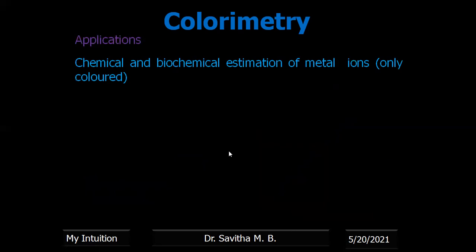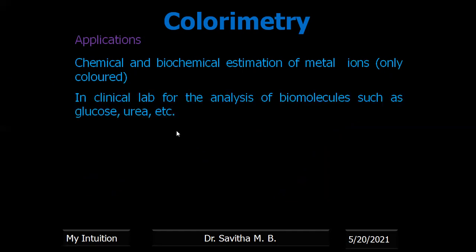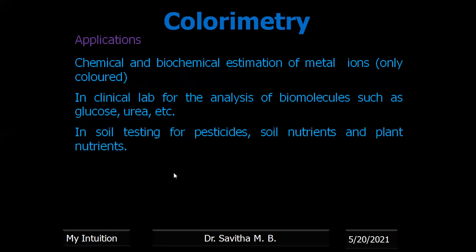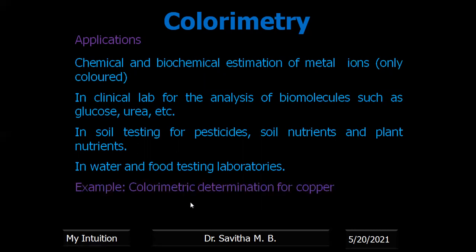Now, what are the applications of colorimetry? Chemical and biomedical estimation of metal ions, only colored metal ions, in clinical labs. Then you have soil testing for pesticides, soil nutrients and plant nutrients, and in water and food testing laboratories. All these are applications of colorimetry. For example, colorimetric estimation of copper.